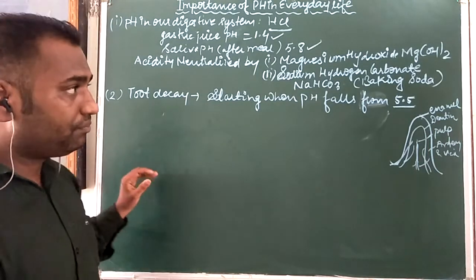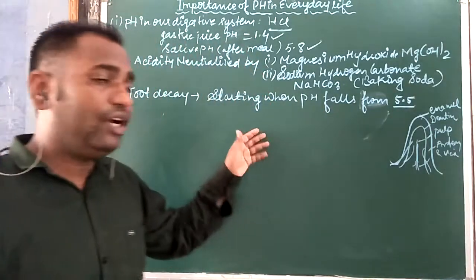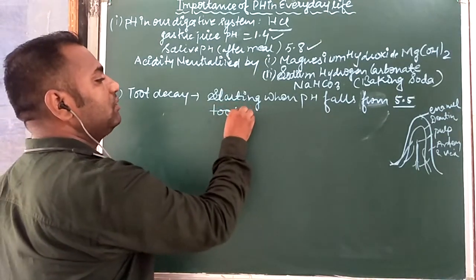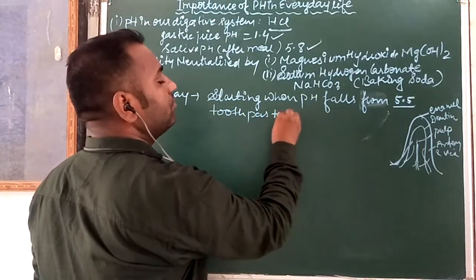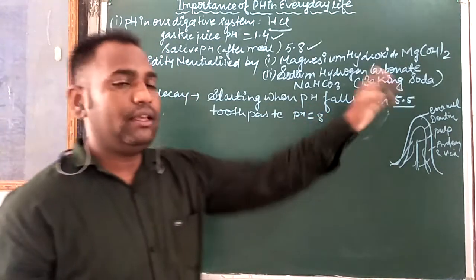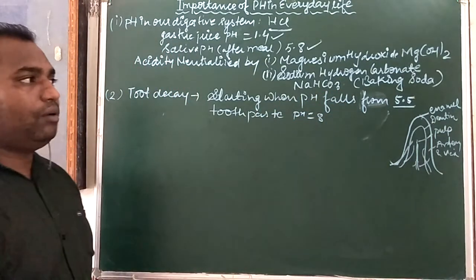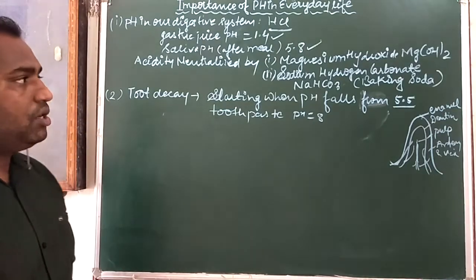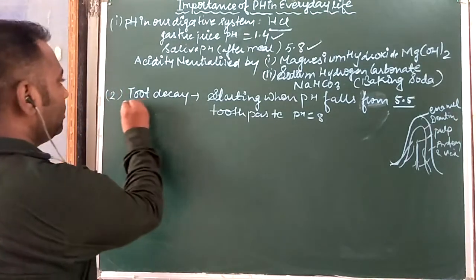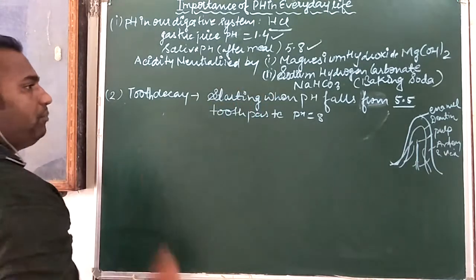So this is the start, when pH falls from 5.5, and I have already shown that toothpaste has a pH of 8. This 8 shows that it can neutralize the acidic formation in our mouth. So this is directly joined with our mouth, and tooth decay can start when pH falls below 5.5.